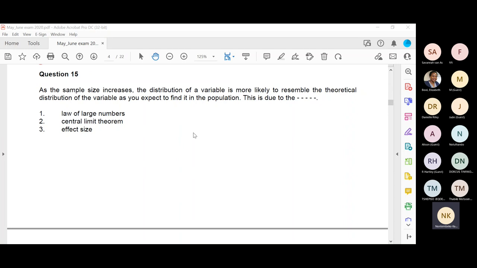I think it's number 1, law of large numbers. Because the central limit theorem talks about needing a larger sample for your data to be normally distributed, right? And when we talk about the law of large numbers, it says if an experiment is done repeatedly and outcomes are independent of one another, then as the number of times the experiment is repeated increases, the empirical probability will approach the theoretical probability. So here we are talking about the sample size, which is increasing. So it can be law of large numbers.